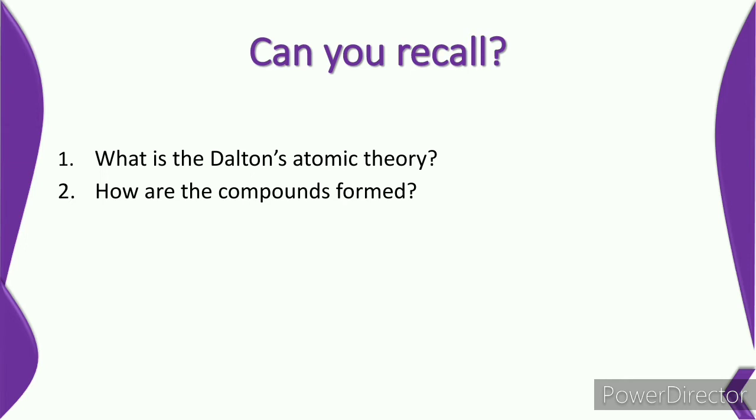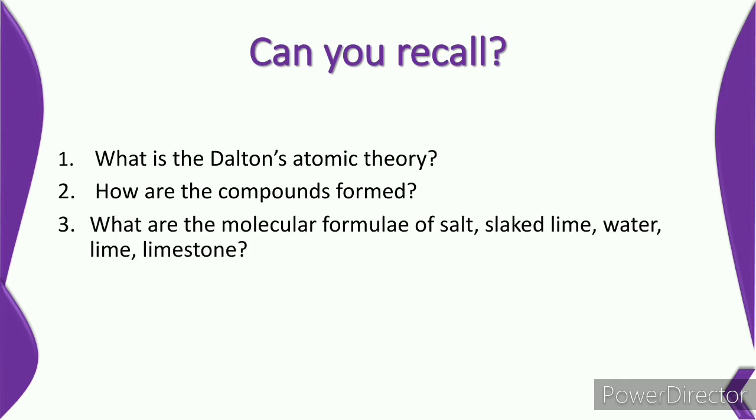What are the molecular formulae of salt, slaked lime, water, lime, limestone? Molecular formula of salt is NaCl, slaked lime is Ca(OH)2, and its chemical name is calcium hydroxide. Water molecular formula is H2O, lime molecular formula is CaO, it is called calcium oxide. Limestone molecular formula is CaCO3 and its chemical name is calcium carbonate.